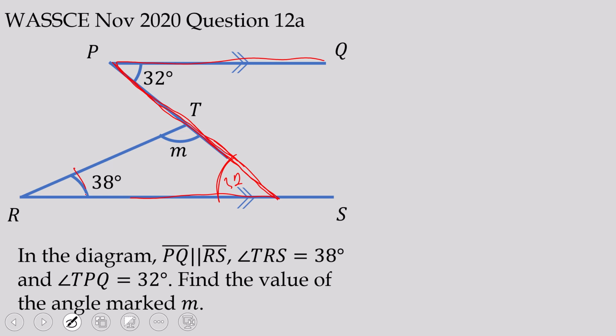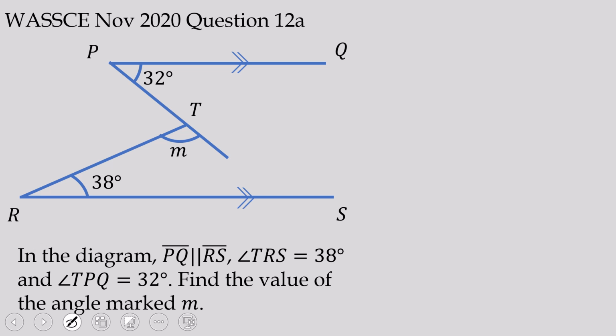Then now we can do 38 plus 32 plus the M is equal to 180. That is the sum of the interior angles of a triangle. Then we solve for that, we get the value of M. That is one way to go about this question. But I'm going to use the alternative over here.